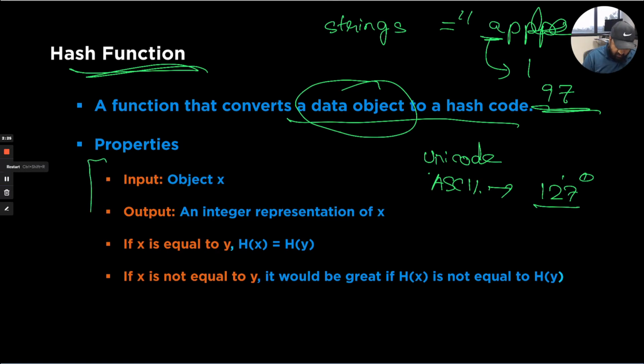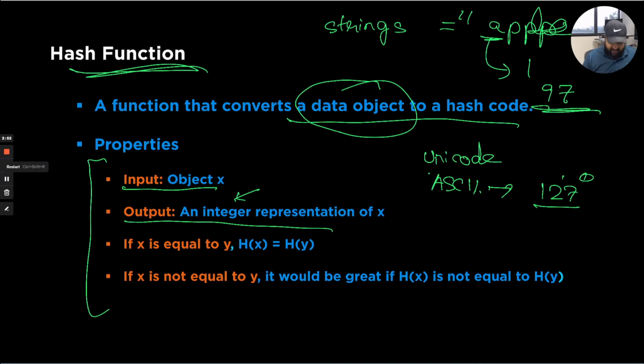For a hash function, these are the 4 properties that are essential for every hash function. It should take in an object X, which could be of any type. It returns an integer representation of X. Here, integer doesn't mean the integer of a programming language, like long or int. I'm not talking about data type, but just a regular integer.